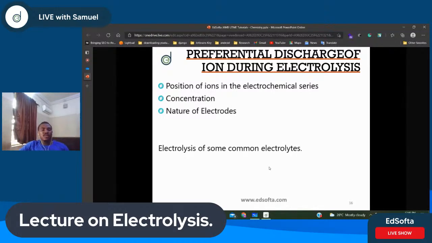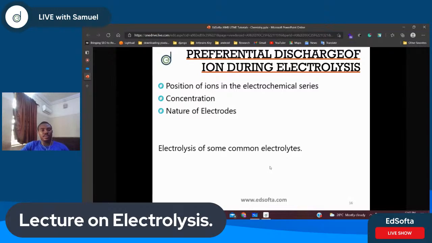For some reasons, if you use a mercury electrode when you are performing the electrolysis of brine, that is concentrated NaCl, you will notice that mercury has an affinity for sodium. By affinity, we mean some sort of likeness for sodium. So mercury wants to be attached with sodium. So in such electrolysis, sodium will always be discharged. Why? Because mercury has some sort of love for sodium. That is the part of the nature of electrodes.